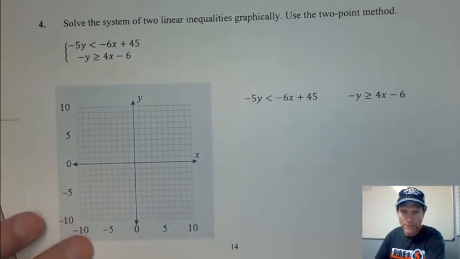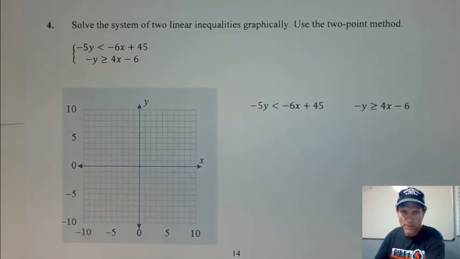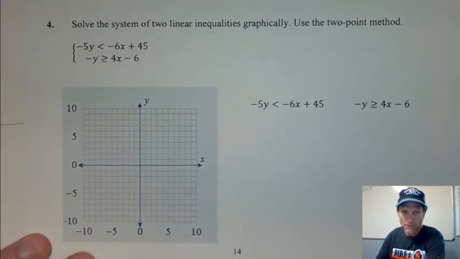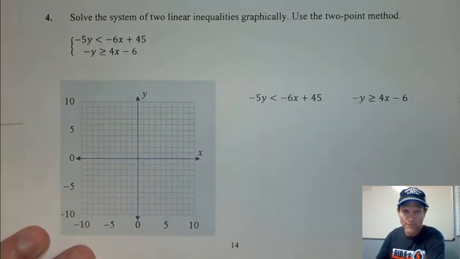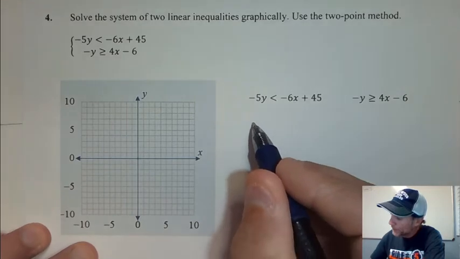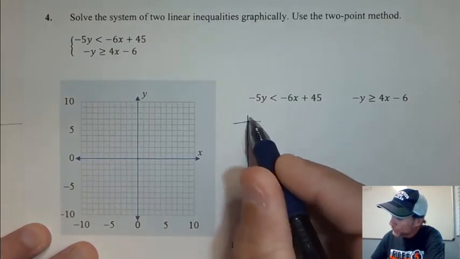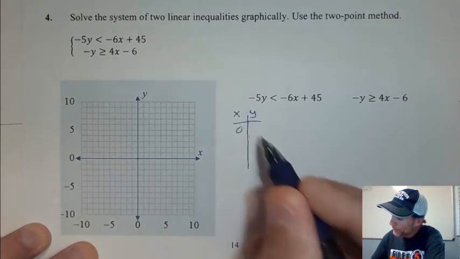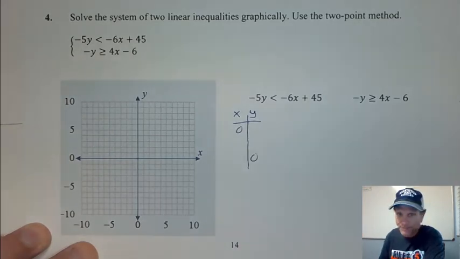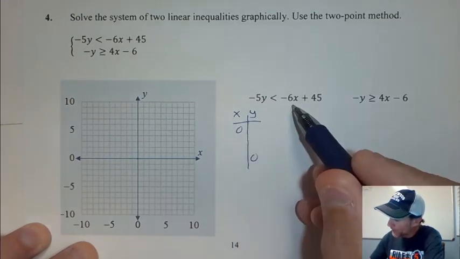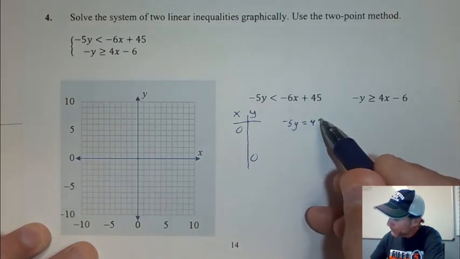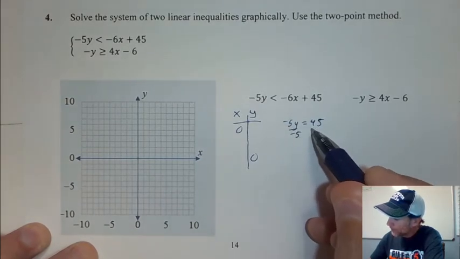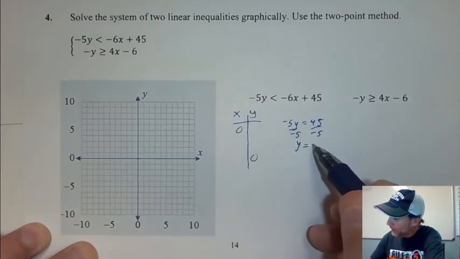So looking at the last one now, and then we'll have a little bit of discussion of what a no solution might look like using Desmos, but look at this last one here. It asks us to use the 2-point method. We have to be a little bit careful on this one. Just when we use our intercept method here, we got to be careful to get our signs right. So when I put 0 in for x, there's no real problem here. I get negative 5y equals 45, and I get y equals negative 9.